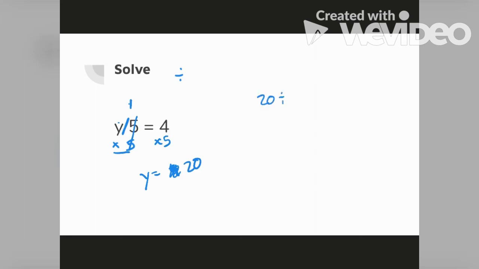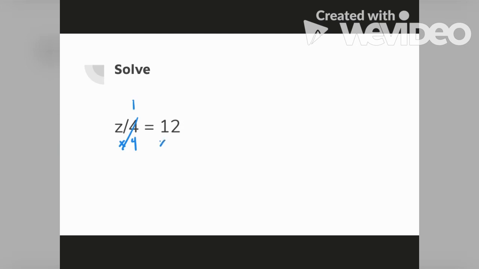Now again, always check your work. 20 divided by 5 is 4. And as you can see, it is 4. So our solution is y equals 20. So here we got z divided by 4 equals 12. So instead of dividing by 4, we'll times by 4. And again, this is going to equal 1, but we don't need to write that. We'll just leave it blank.